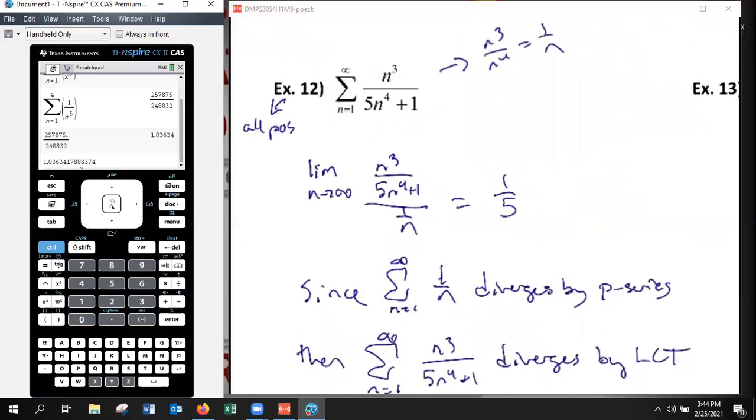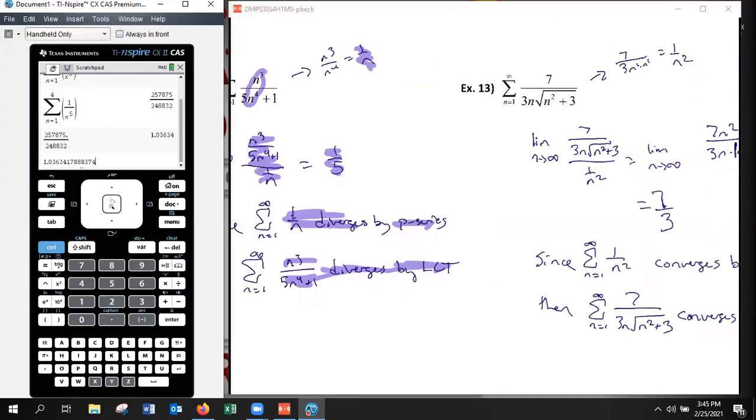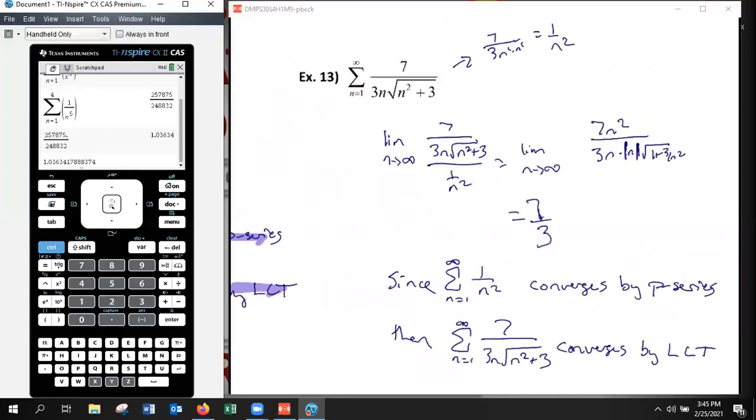Example number 12. Yes, these are all positive, and yes, this is a decreasing function. So I look at this n cubed over n to the fourth, which is a 1/n relationship, because I want to know the rate of change. If I do my limit comparison, I end up getting 1/5 for my limit. And since 1/n diverges by p series, then the series that we want also diverges by the limit comparison test.